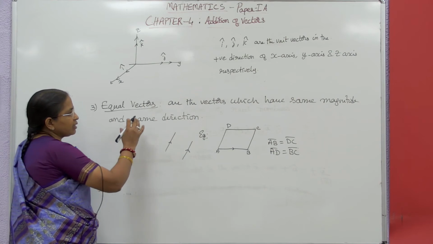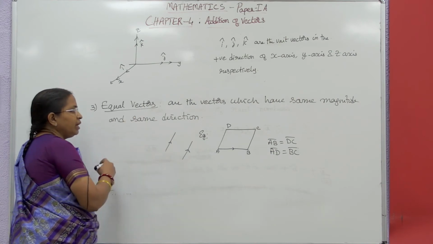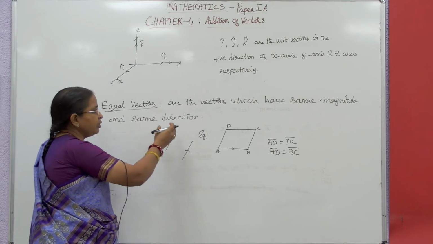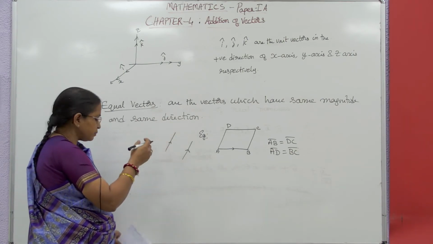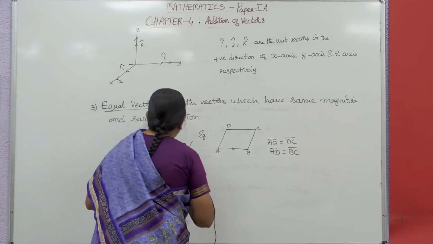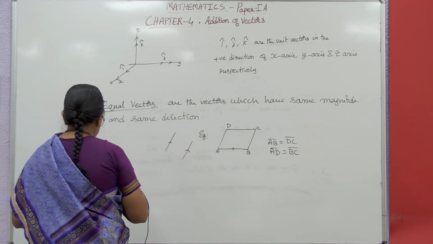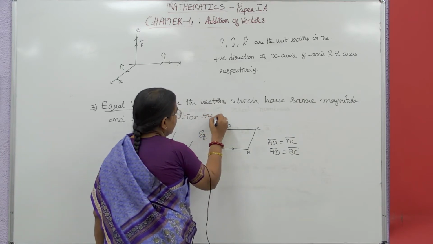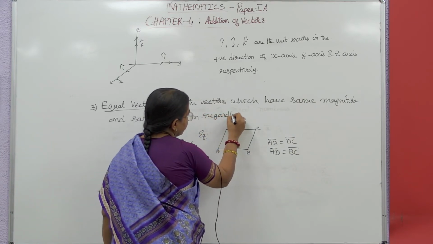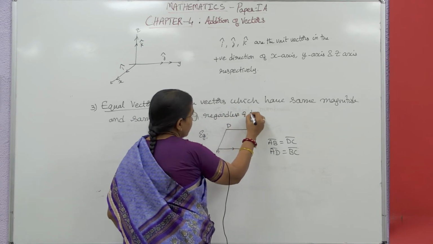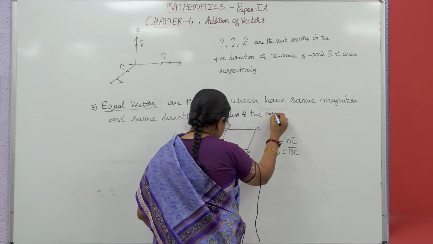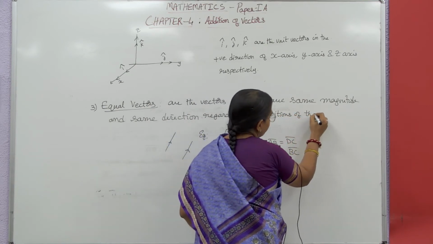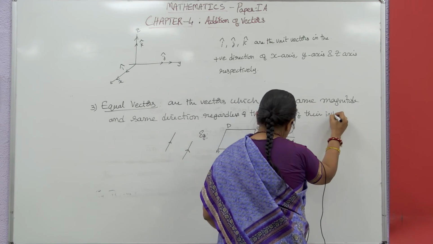So equal vectors will have the same magnitude and the same direction, and they need not have the same position, regardless of the positions of their initial points.